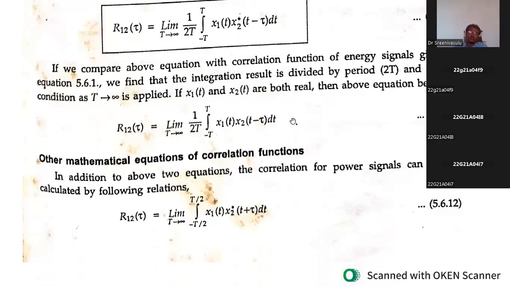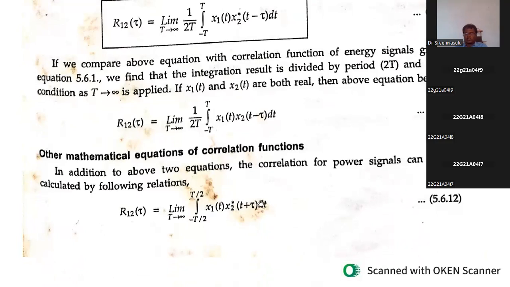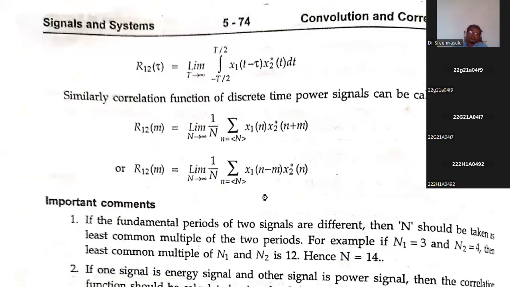Previously we have written it as a delayed operation. It is going to be a right advanced operation. It is the same for every equation, every relation. We are going to frame four possible equations, because one signal is fixed and the other is going to be delayed or advanced. Suppose x1 of t is fixed, x2 of t is going to be delayed or advanced. Similarly, x2 of t is fixed, x1 of t is delayed or advanced. Okay, that is the delay concept in correlation.